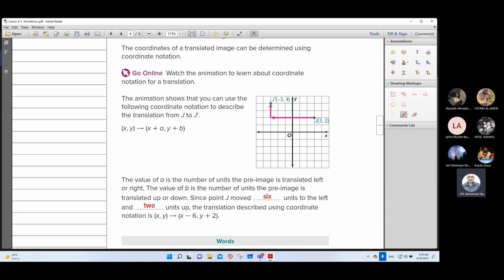Since point J moved 6 units to the left and 2 units up, the translation described using coordinate notation is (x, y) will be what? The value of a here, 6 units left means minus 6, because left always means negative and right means positive. So it means x minus 6. Then y plus b, 2 units up means positive. So y plus 2.